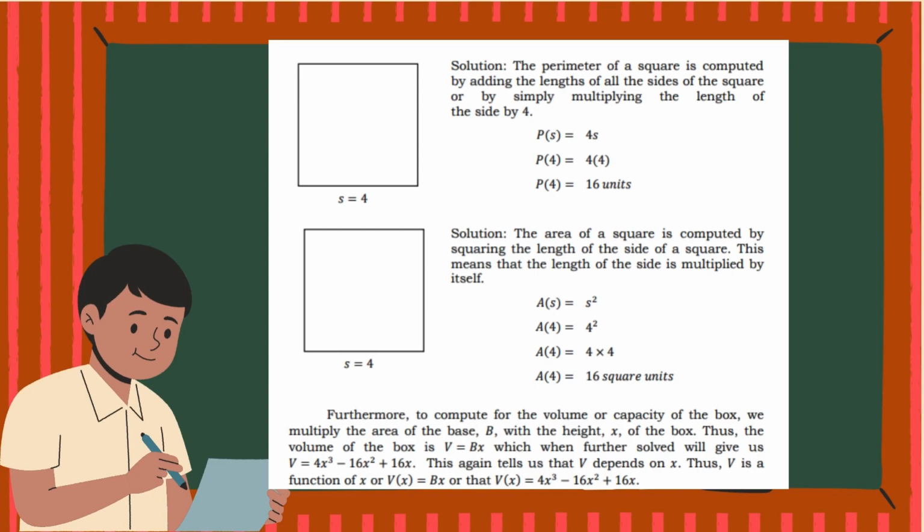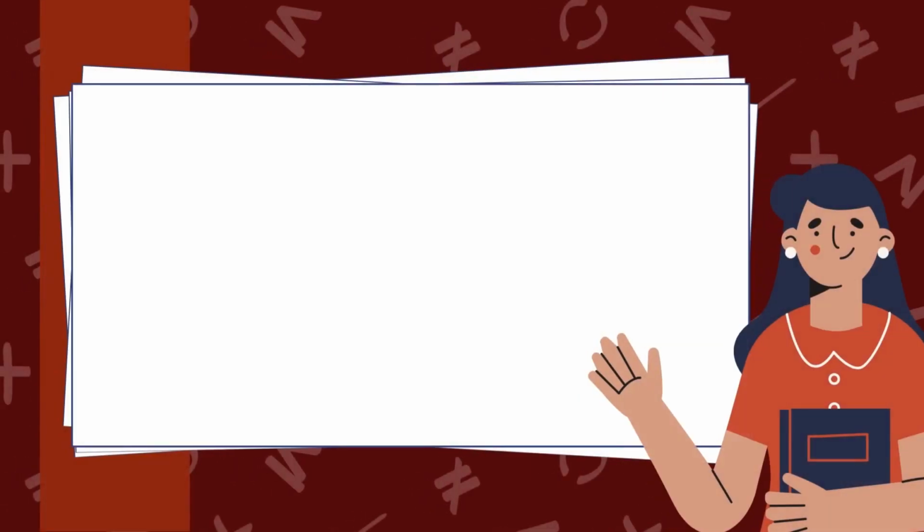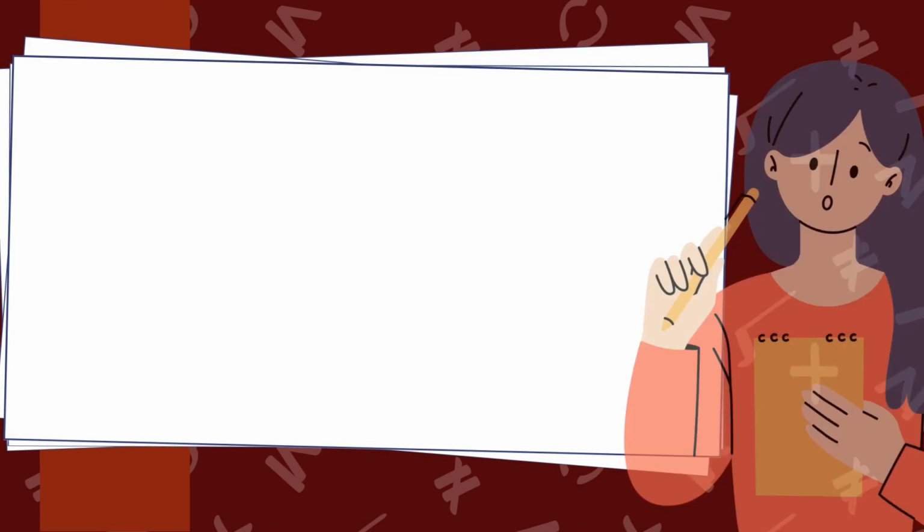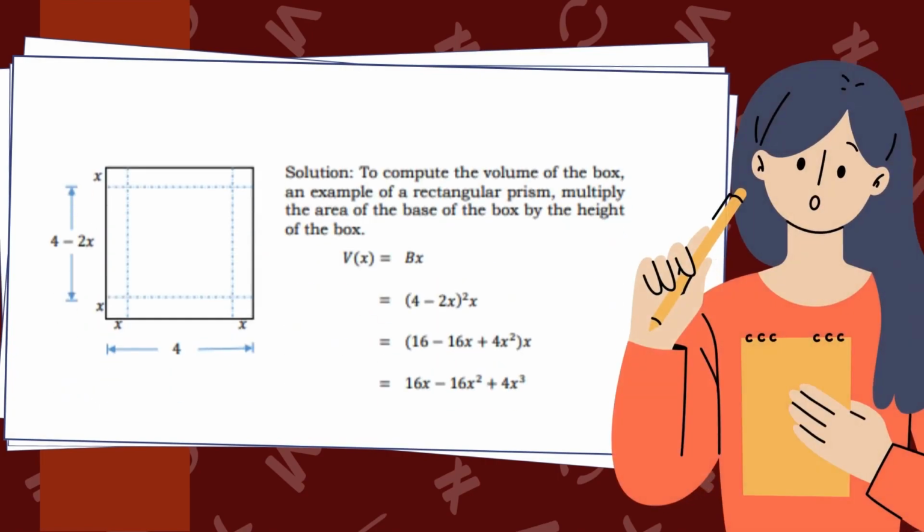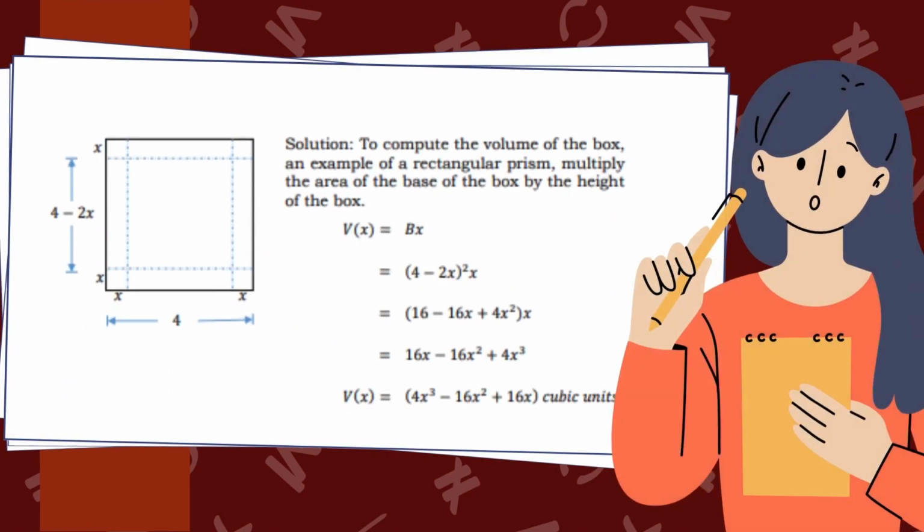Thus, V is a function of x, or V of x. V of x equals Bx, or V of x equals 4x cubed minus 16x squared plus 16x. These are the following solutions.